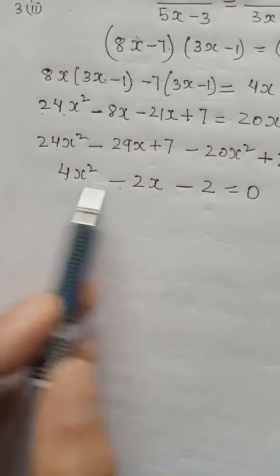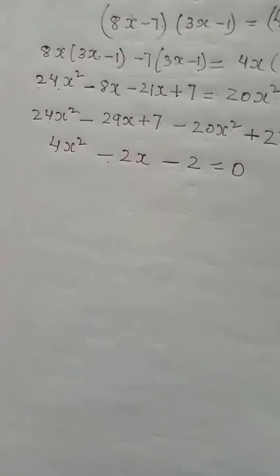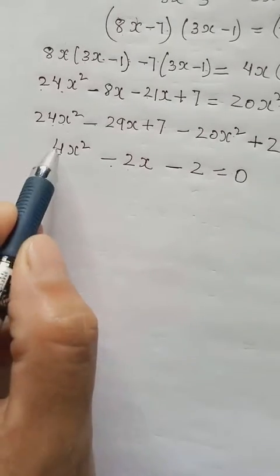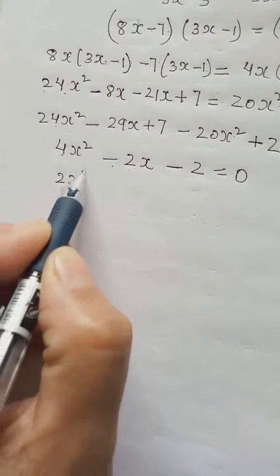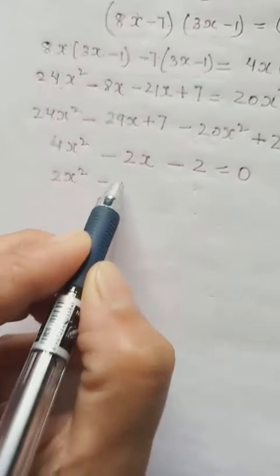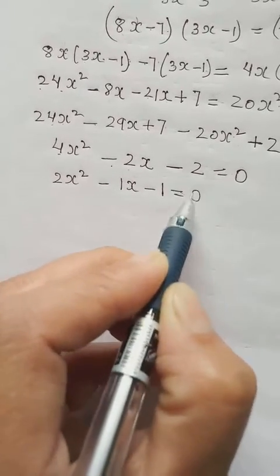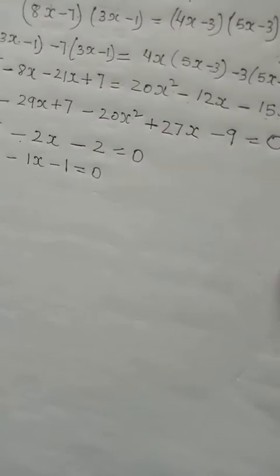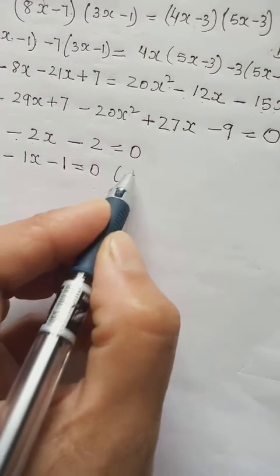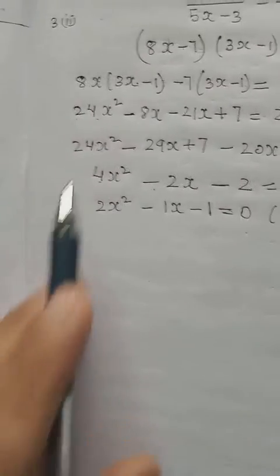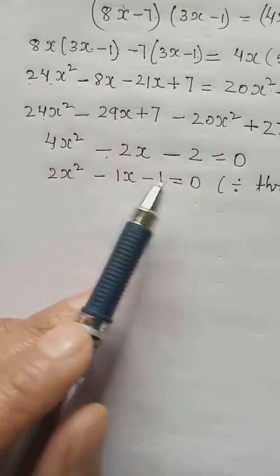Here we see we have 4, 2, 2. So we can make the numbers smaller by dividing by 2 throughout. So 4 divided by 2, we are left with 2. 2 divided by 2, 1. 2 divided by 2, 1, equal to 0. We get that by dividing throughout by 2. Now we get the form x square, x and constant.